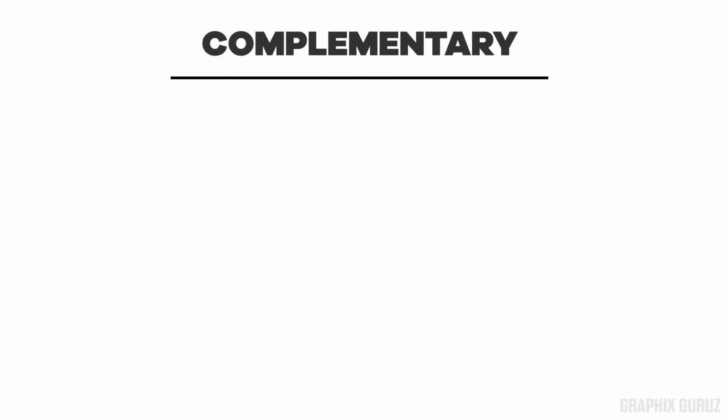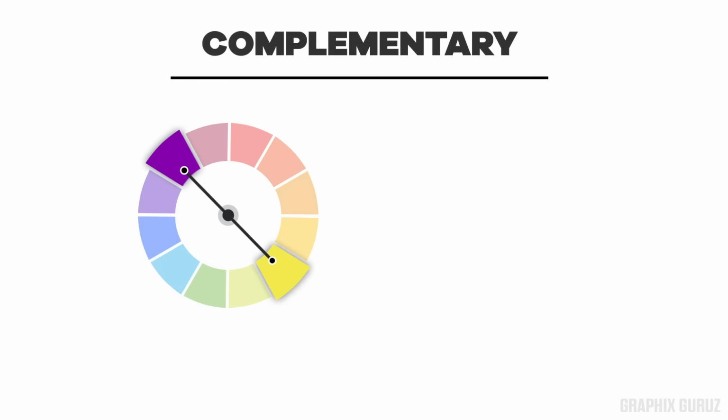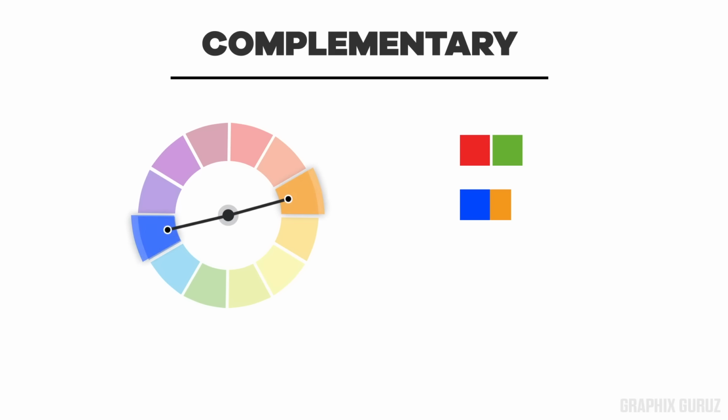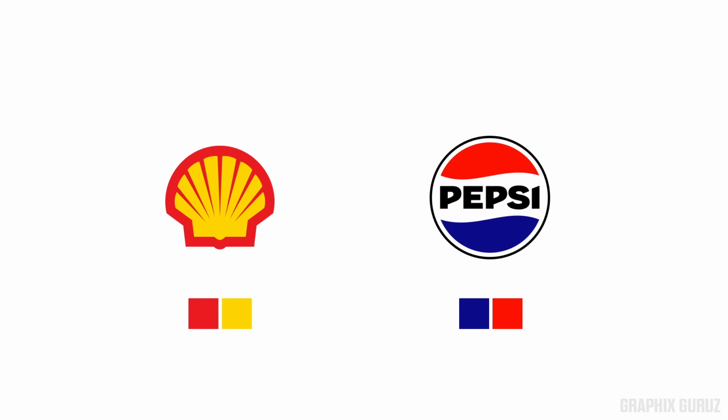Next we have the complementary color scheme. Complementary colors are opposite each other on the color wheel. Complementary colors include red and green, blue and orange, purple and yellow. Brands like Shell and Pepsi use a complementary color scheme.